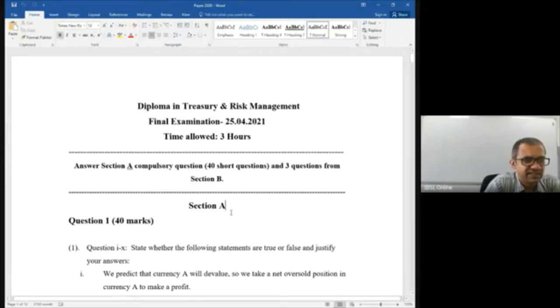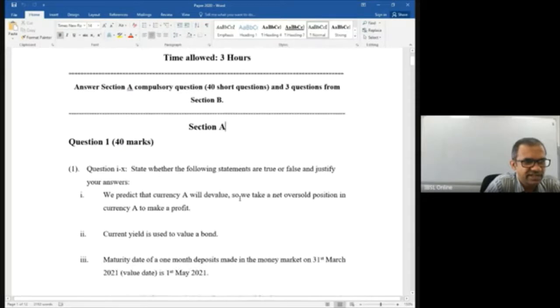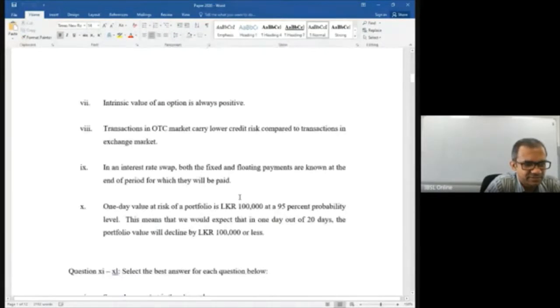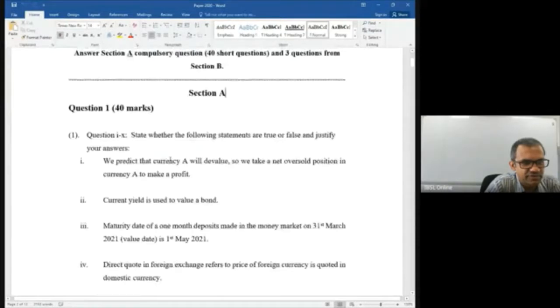In section A, question 1 contains 10 sub-questions. You have to state whether those 10 statements are true or false. Not only that, you have to give the justification. If it is true, you have to give why it is true. If it is false, you have to give the reason why it is false. But don't write a lengthy paragraph, just a statement or a sentence or 2 maximum.